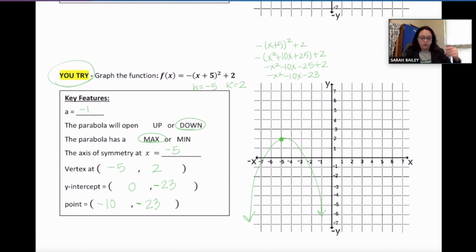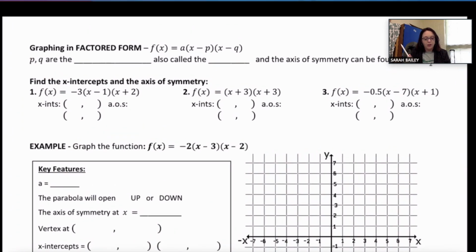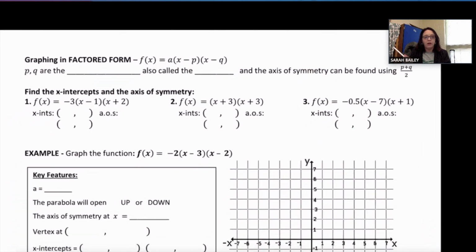Okay, great. So now let's go to the next page. This time we're practicing graphing in factored form. That's the form f of x equals a times x minus p times x minus q. So p and q are the blank, also called the blank, and the axis of symmetry, it tells us, can be found by doing p plus q divided by 2.